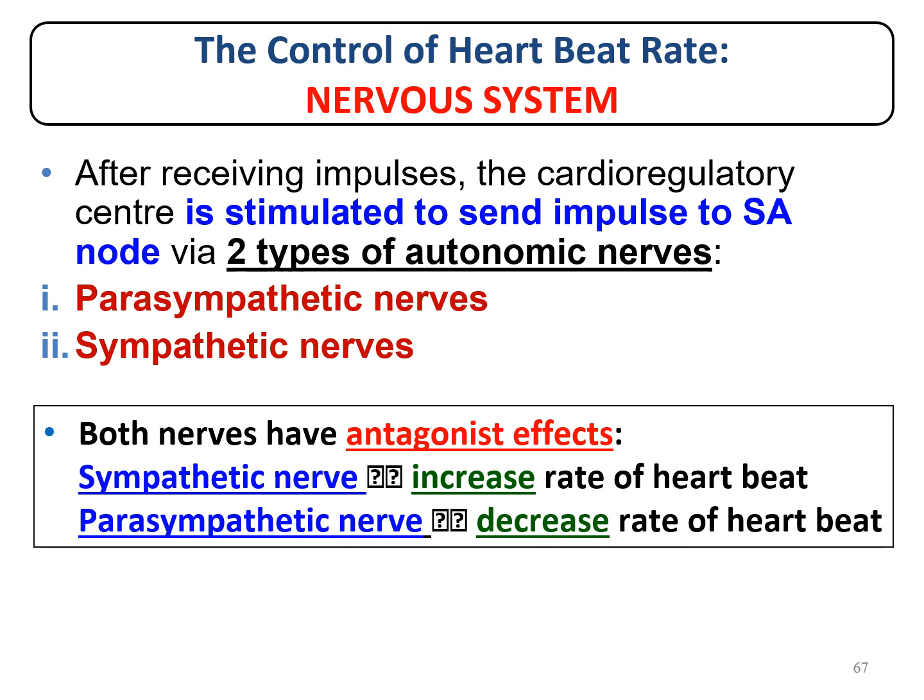The nervous system includes two types of nerves, parasympathetic and sympathetic nerves. Both nerves have antagonistic effects. Sympathetic nerves will quicken the rate of heartbeat, while parasympathetic nerves will decrease the rate of heartbeat. Para is from the word paralysis. So the parasympathetic nerve will paralyze the effect of increasing heartbeat, so it decreases the rate of heartbeat.